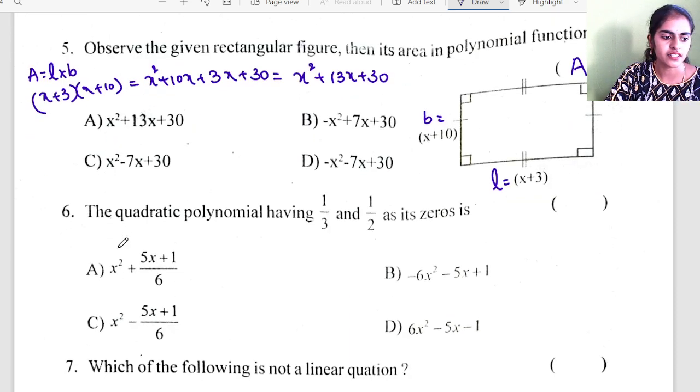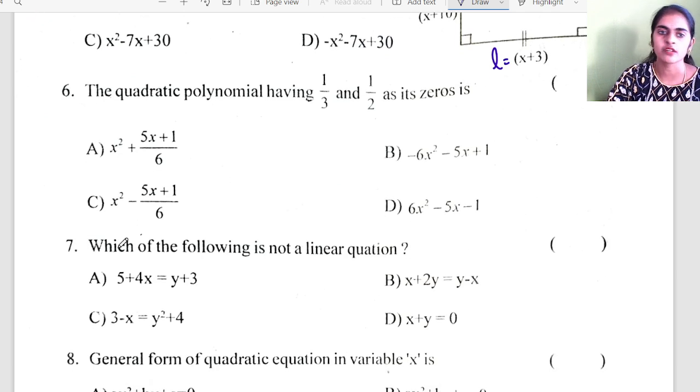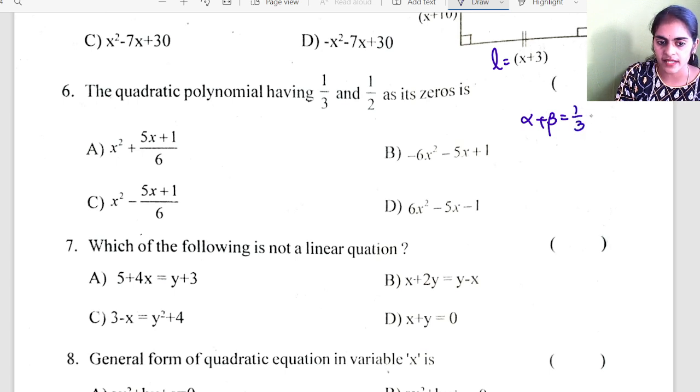Okay. Now the next question. The quadratic polynomial having 1 by 3 and 1 by 2 as the zeros. 1 by 3 and 1 by 2 are the zeros of the polynomial. So firstly let me calculate alpha plus beta. 1 by 3 plus 1 by 2 will give me how much? 2 plus 3 by 6, taking LCM. So it is 5 upon 6. Now what is alpha beta? Product. Product will be 1 upon 6.